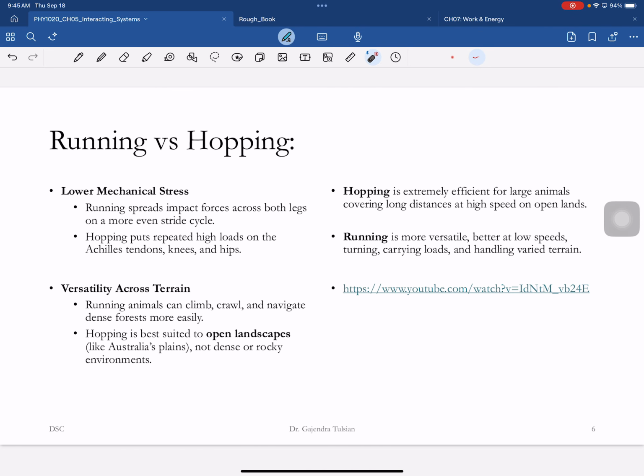So we did evolve to walk because it's much more efficient, it's much more versatile. While it is inefficient at high speeds, we're not all Usain Bolt, and Usain Bolt is not running all the time.